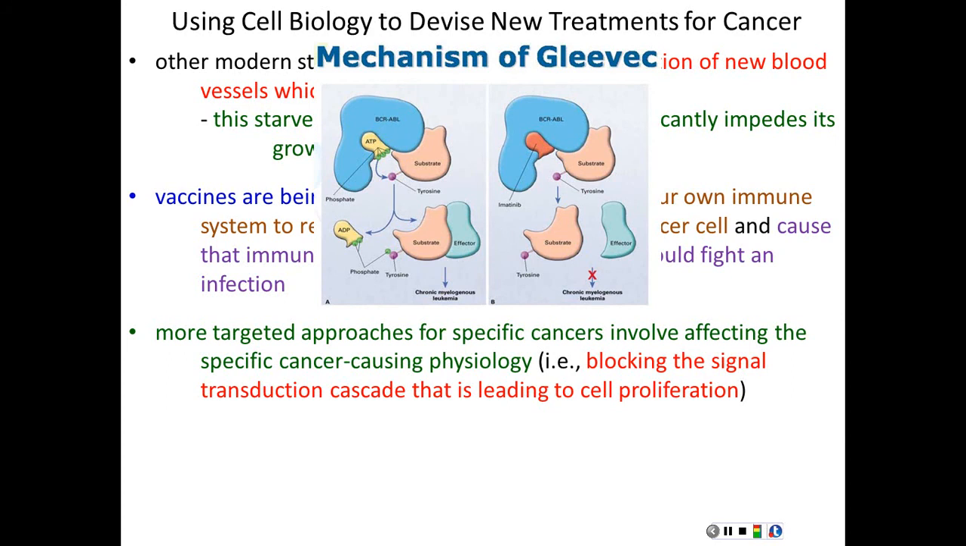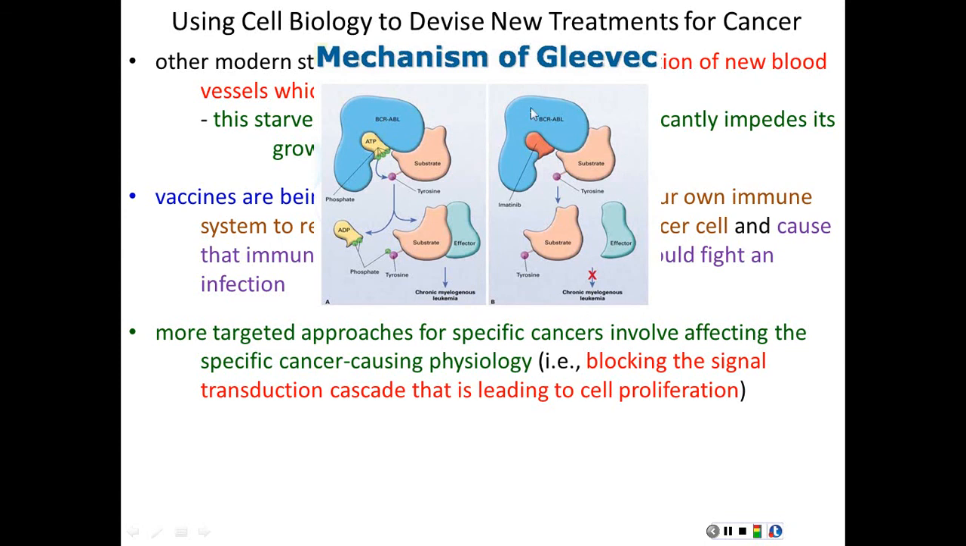Another example is a drug called Gleevec. This is to treat chronic myeloid leukemia, or CML. Here we have a protein that binds to ATP. It uses that ATP to phosphorylate its substrate, or its cognate protein. Once phosphorylated, this substrate protein becomes active and promotes cancer through an effector molecule. If we can block this phosphorylation, we block the activation of the effector, we block the leukemia.